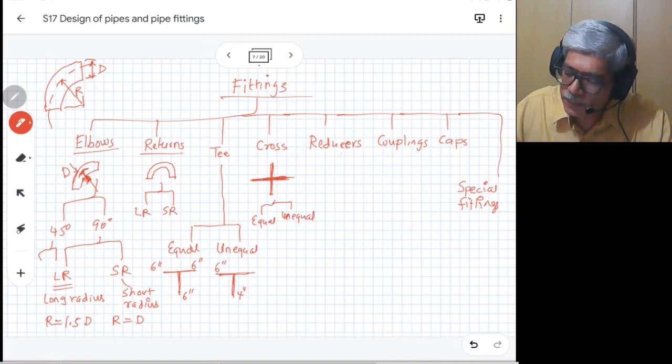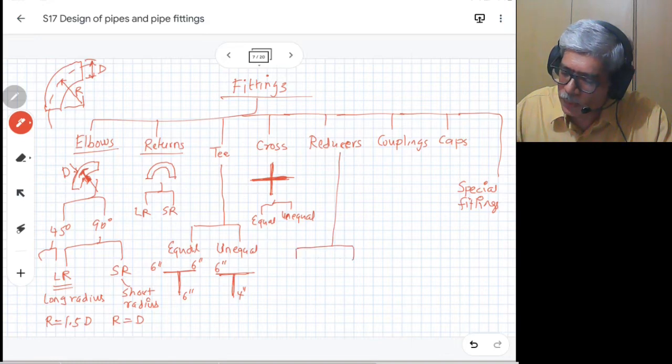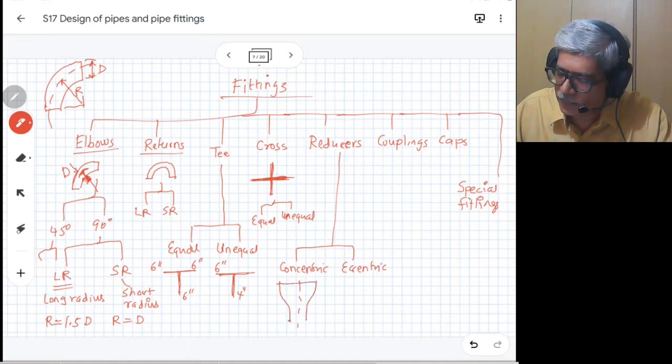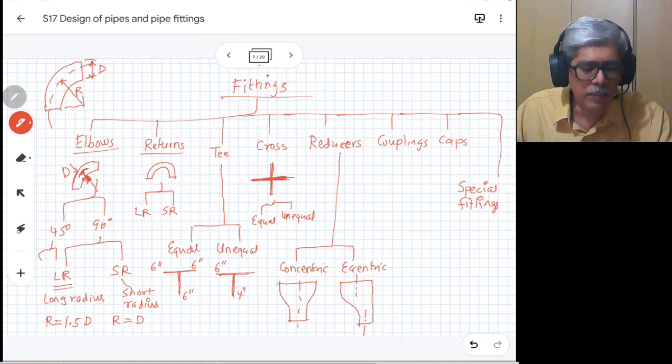Then you have reducers. So reducers are where we want to change from larger pipe to smaller pipe. So you have concentric reducer and you have eccentric reducer. So in the concentric reducer, the center line of both the pipes are same. Whereas in the eccentric reducer, you have base of the piping same. So the two center lines will be offset in case of eccentric reducers. So both of them have their requirement in the piping layout, and that is where they are used.